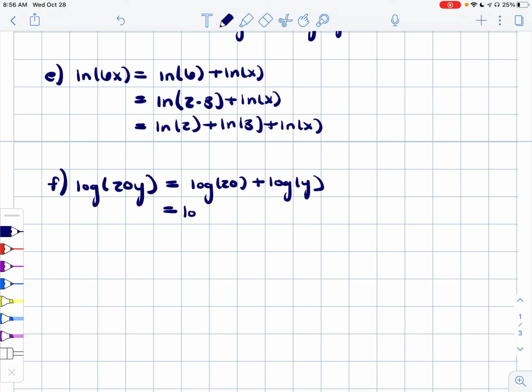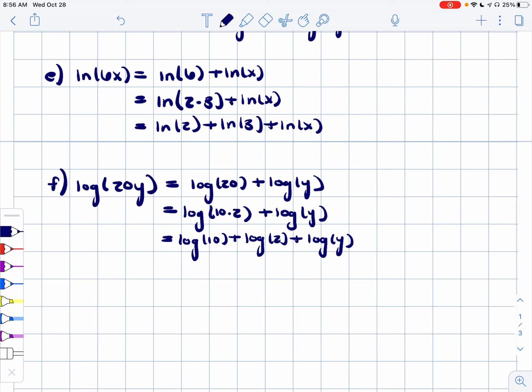Because 20 we can think of as the product of 10 times 2. Now that we've thought of it as a product, we can split it up again using our product rule, and that would become the log of 10 plus the log of 2 plus the log of y. Well, now we can simplify this first term because remember that our understood base on this is 10. So I know that 10 raised to the power of 1 is equal to 10. So this first term is just 1.